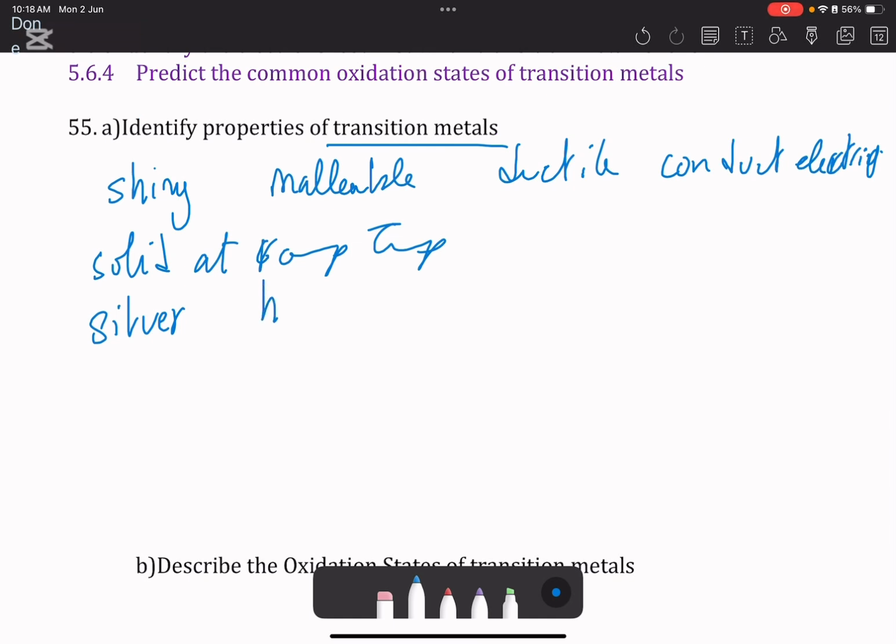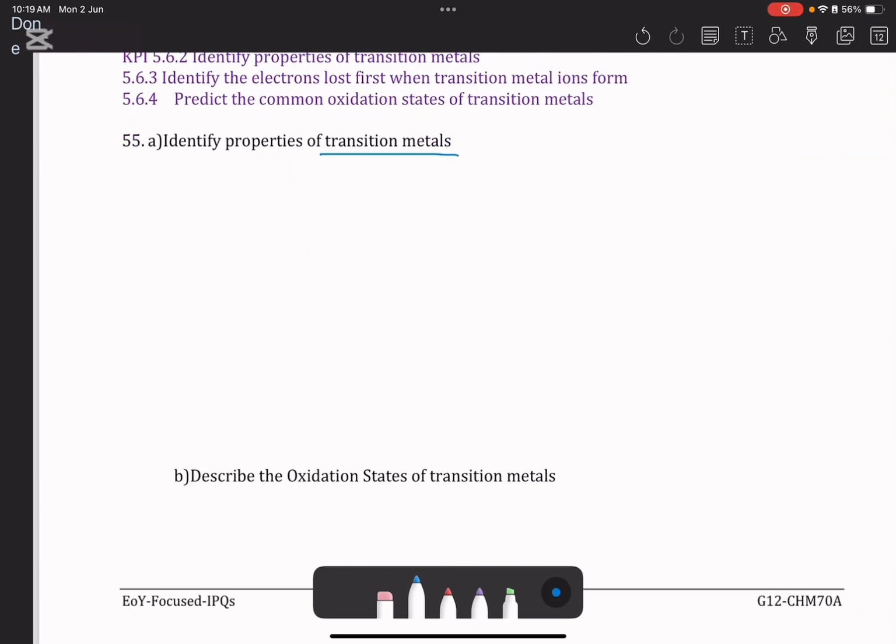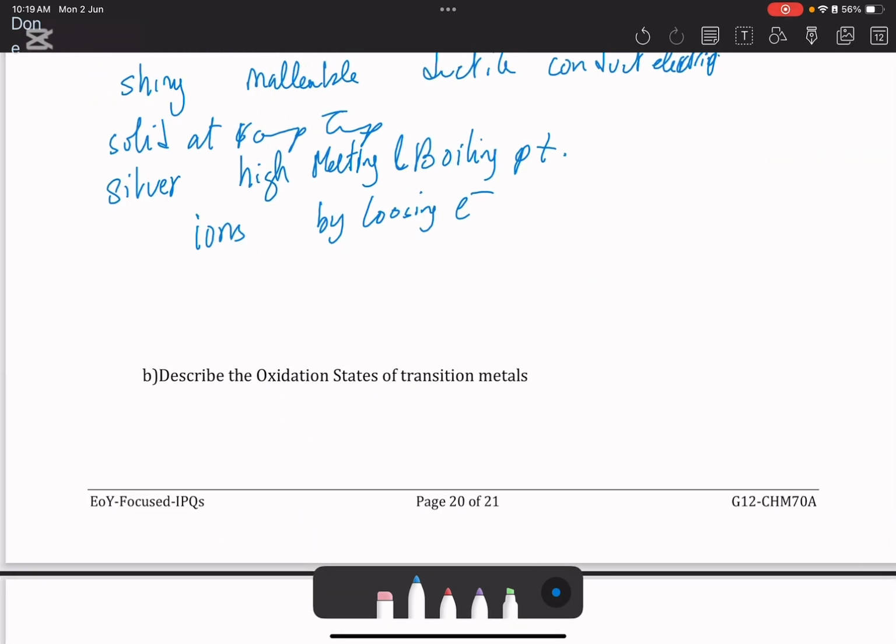They have similar properties. Because they are solid at room temperature, they have a high melting and boiling point. They form positive ions by losing electrons. So anything that can come to your mind, you can put it as a property. They have high density, some moderate. Some are hard, some are not that hard, some are not strong. And their valence electrons are in the d orbitals.